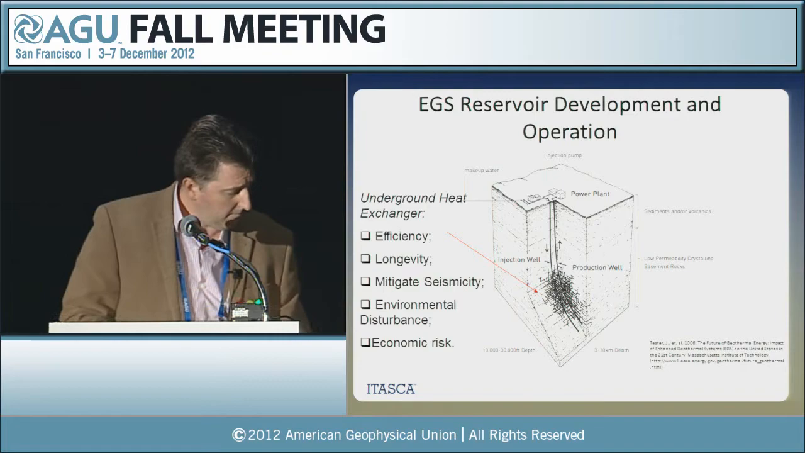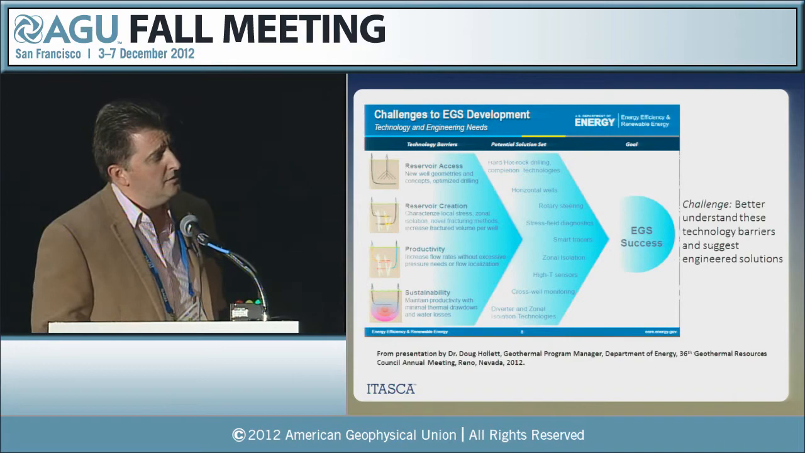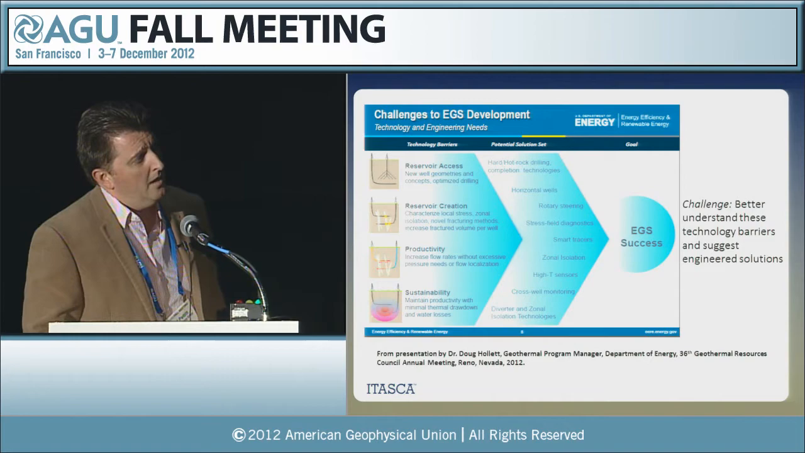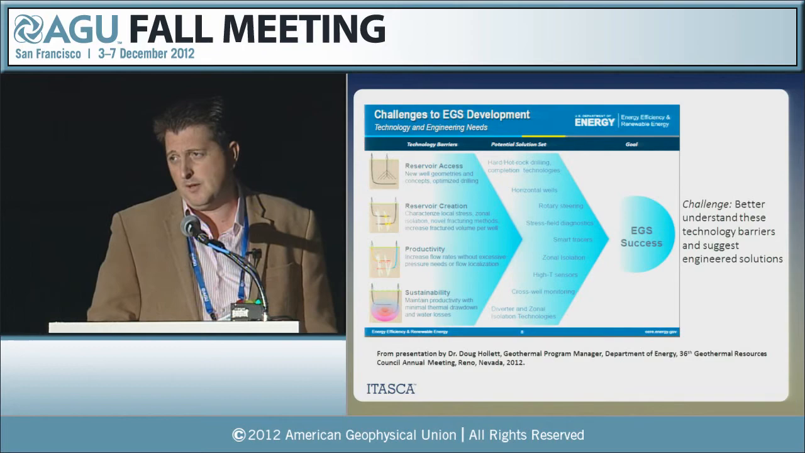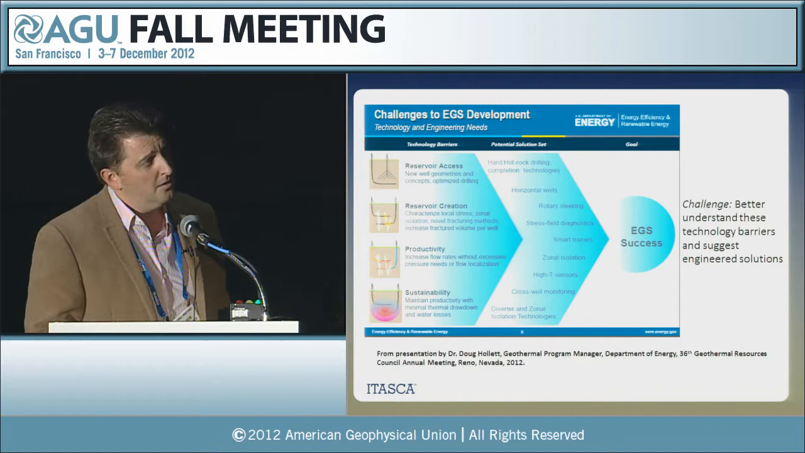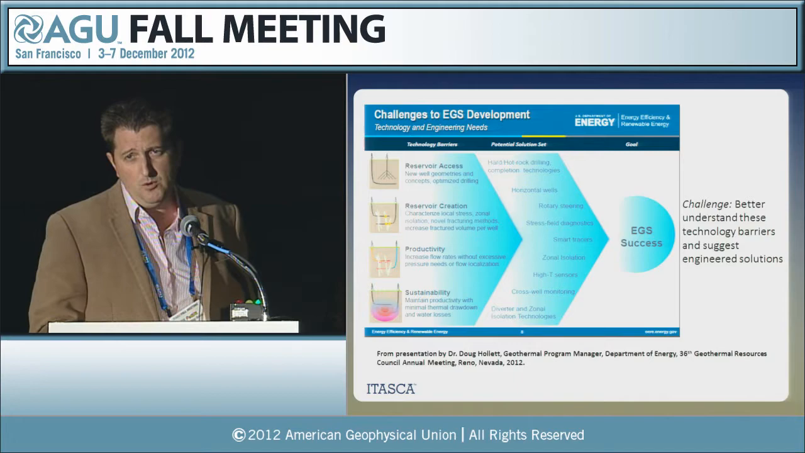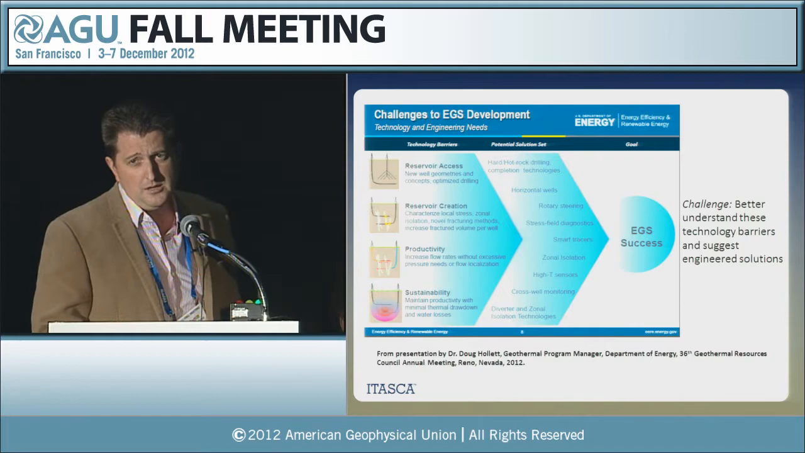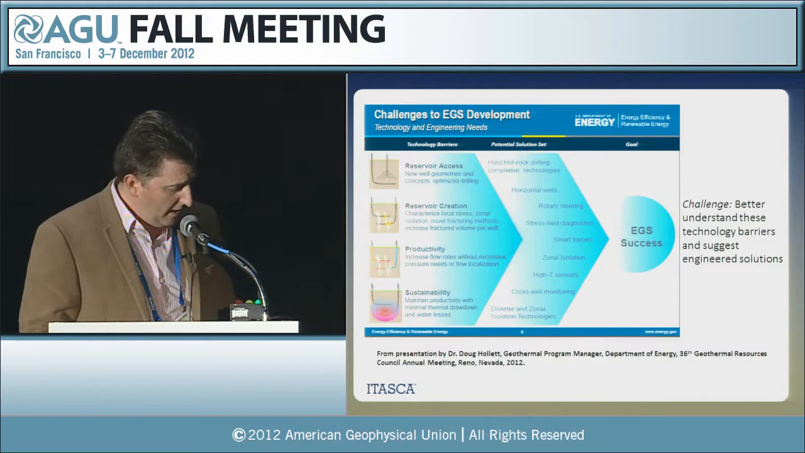Doug Hollett, who's the geothermal program manager at DOE, gave a presentation at the GRC conference back in October. This was one of his slides, where he really challenged us to come up with better engineering solutions for EGS. Can we produce new well geometries using the latest technologies from the petroleum world? Can we create reservoirs using maybe multi-stage hydraulic stimulations like we do in tight gas formations? Can we come up with efficient production rates for the long term through these stimulations? Can we make this whole thing sustainable? So he really challenged us to come up with engineering solutions for how we develop these EGS reservoirs effectively.